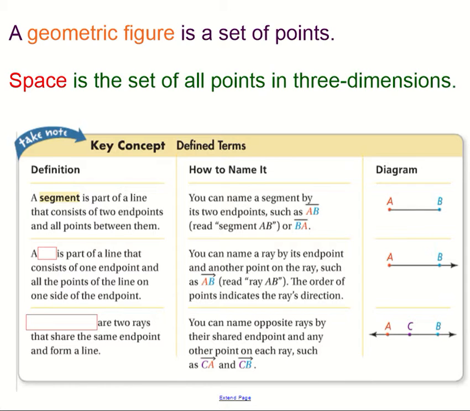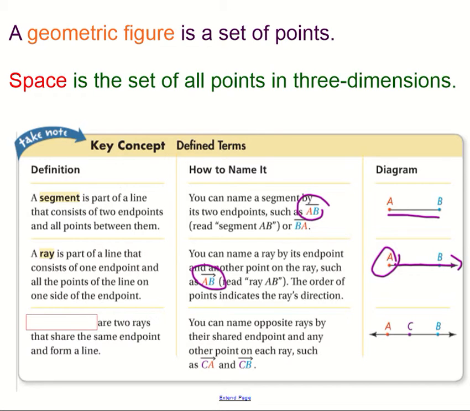So a segment is a part of a line that consists of 2 endpoints and all the points between them. And so the difference between a line segment and a line is that it doesn't go on in infinite directions. It's just that space between them, and we notate that with just that bar on top. So we know that, and then we also know that a ray is a part of a line that consists of 1 endpoint. So there's an endpoint here, A, and all the points of the line on that one side of the endpoint. And so a ray, there's an endpoint, and then there's that arrow, and so we notate that just like that.